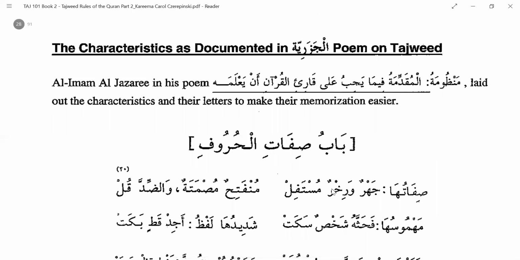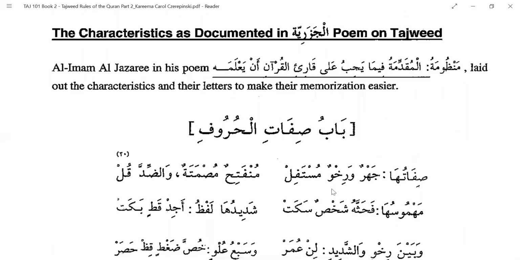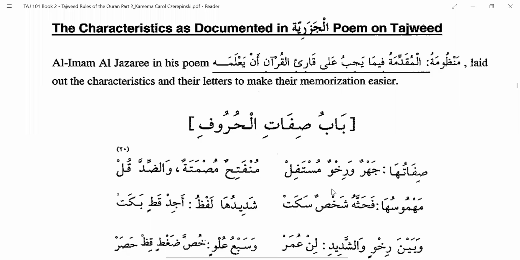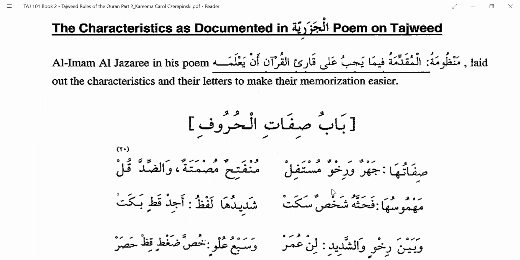Now, these characteristics are documented in the poem by Imam Ibn al-Jazari. His poem's name is long. It's known as Manzumatu, which means a poem, Al-Muqaddimatu fima yajibu ala qari al-Qur'ani ay ya'lamah. Meaning, it's a muqaddimah in what a reciter of the Quran must know or should learn for reciting. Because it's a big name, this poem is commonly known as Al-Jazariyah.